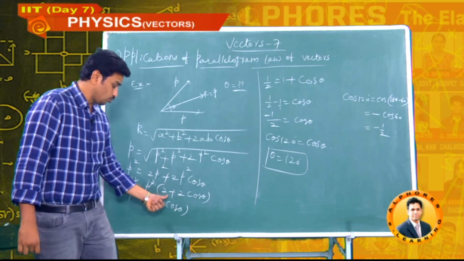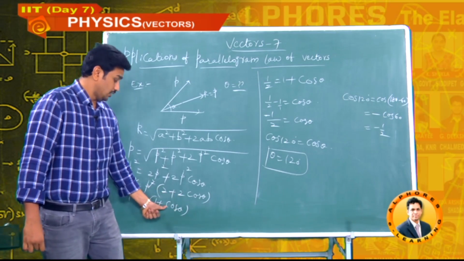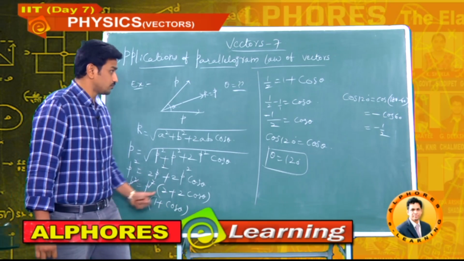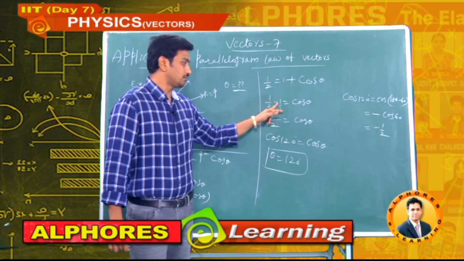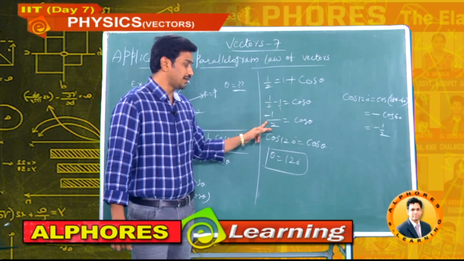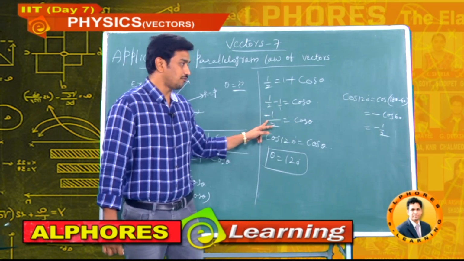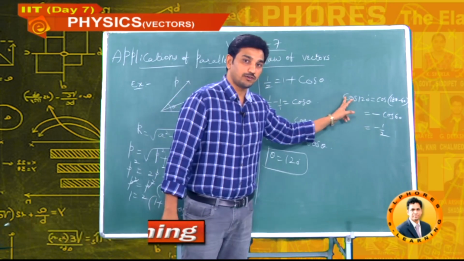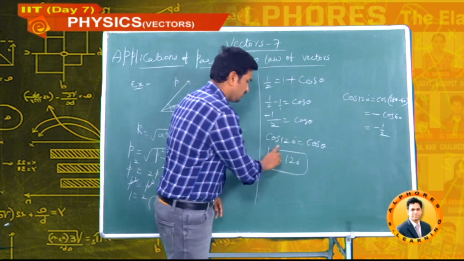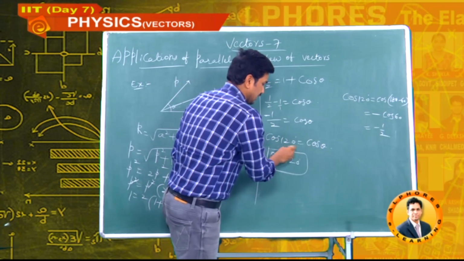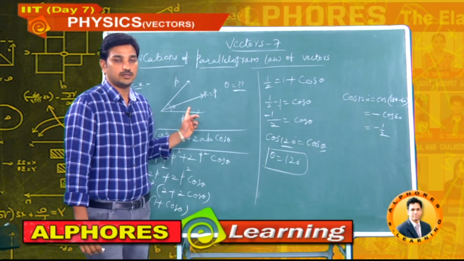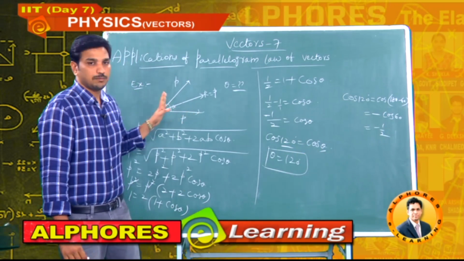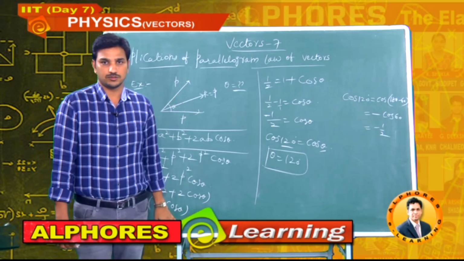Here also again 2 is common: 1 plus cos theta. Now the 2 I took to this side as 1 by 2. So 1 plus cos theta is equal to 1 by 2. The 1 I took to this side: half minus 1 is minus half. Cos theta is equal to minus half. What is the value of minus half? Cos 120. Now cos 120 is equal to cos theta. Angles equal, so theta is equal to 120. So this is a simple example, not that difficult. So one more example.